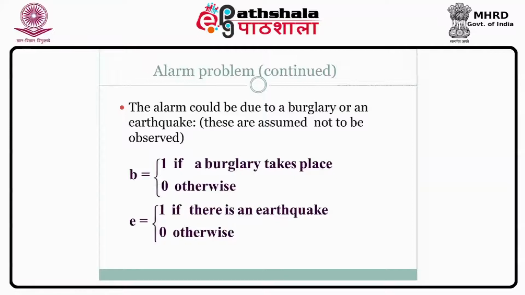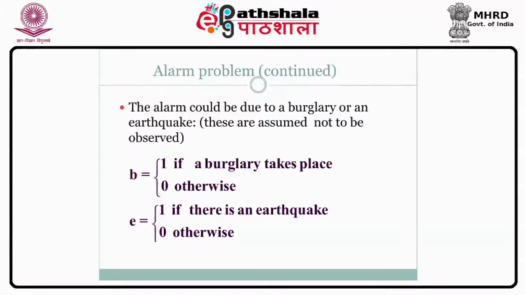The alarm could be due to a burglary or an earthquake. These are assumed not to be observed. And B, the symbol I am using for burglary, can take the value 1 or 0 according as the burglary takes place or not. Similarly, E indicates the earthquake. So E is 1 or 0, a sort of dummy variable I am using, according as an earthquake occurs or not.